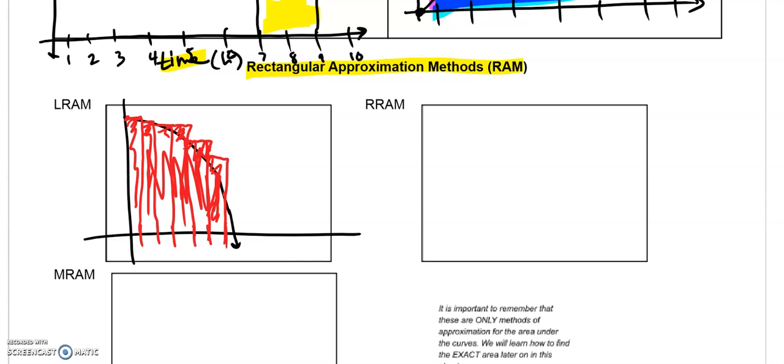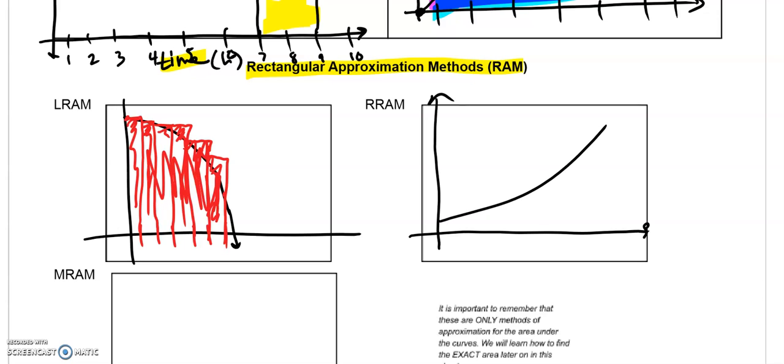So now let's look at an example of RRAM. We'll only do one here. And we'll do an increasing. Again, we want it to increase a little faster. Okay. And then we just set up our intervals. 1, 2, 3, 4, 5, something like that. Now with an RRAM, you are getting the heights from the right side. So instead of starting at 0, you're starting at 1.